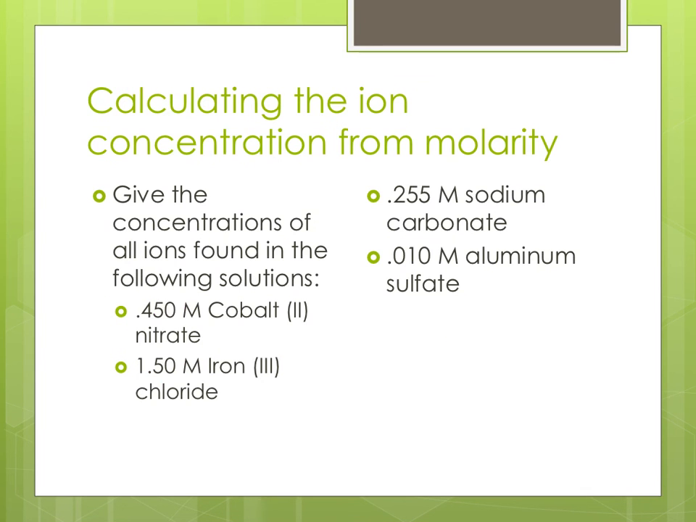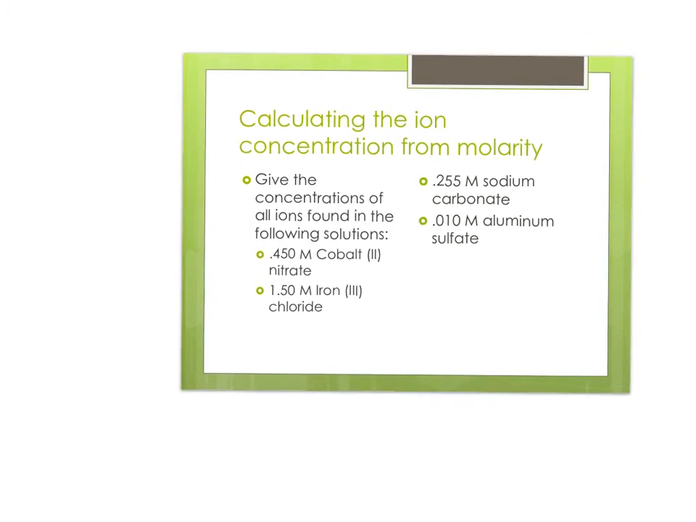So give the concentrations of all ions found in the following solutions. You have 0.50 molar cobalt 2 nitrate and 1.50 molar iron 3 chloride, 0.255 molar sodium carbonate, and 0.010 molar aluminum sulfate. Now, you have to do some of these on your homework. Let me walk you through exactly how I want you to go through the process of answering those.